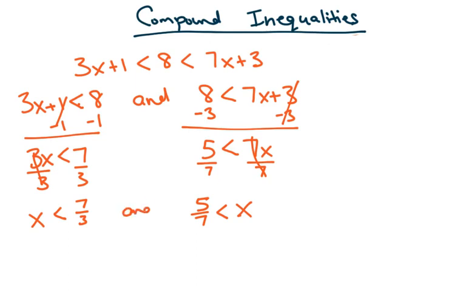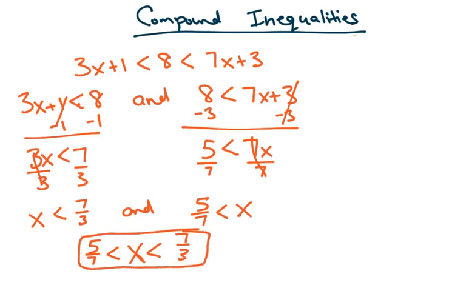Now I have not forgotten this is an AND statement, so both solutions have to be true, and I can combine them again as they were when we started. My x is my common variable here, and I'm going to be very careful with my signs. So it's going to be 5/7 is less than x, which is less than 7 over 3. This would be my final solution for this compound inequality.